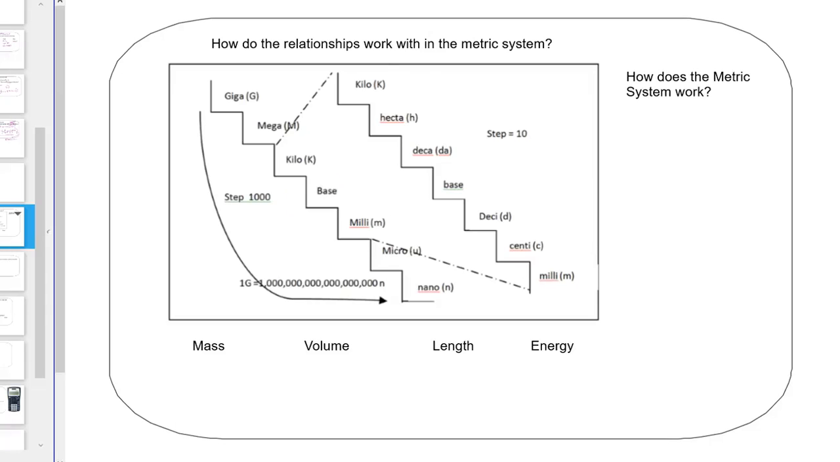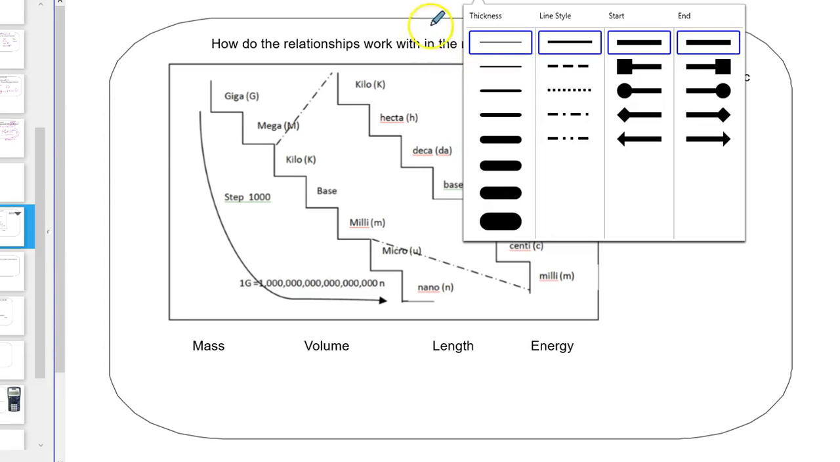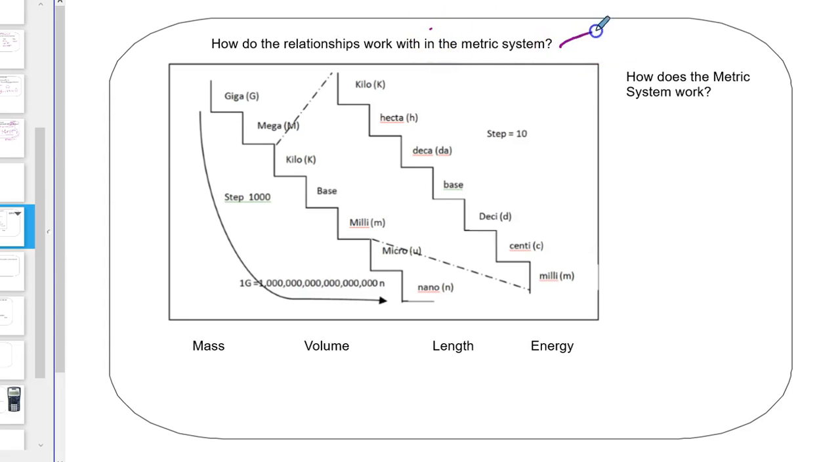We're going to look at factor label or conversions of units within the metric system. This is going to be kind of a twofold idea. One, can I use factor label? Two, can I get familiar with the metric system? So how does the metric system kind of work here?